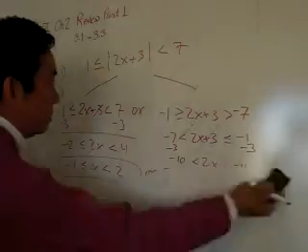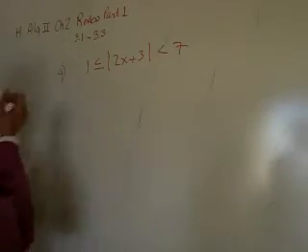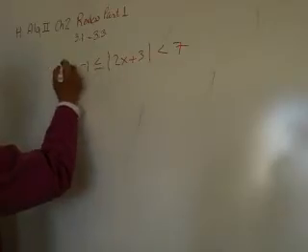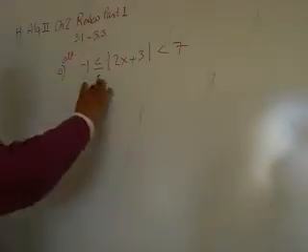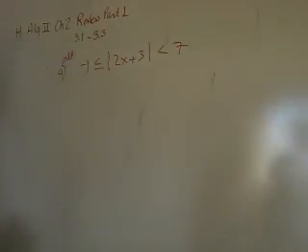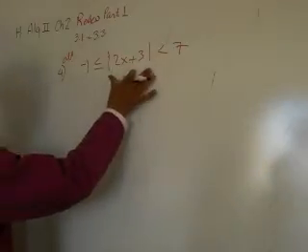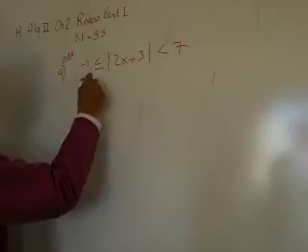Let's look at one more question that's similar to this. What if I give you something like this instead? Negative 1 is less than or equal to the absolute value of 2x plus 3, which is less than 7. You're going to have a problem. Just like previously, absolute value cannot equal a negative number, so we have to reset the equation from 0.